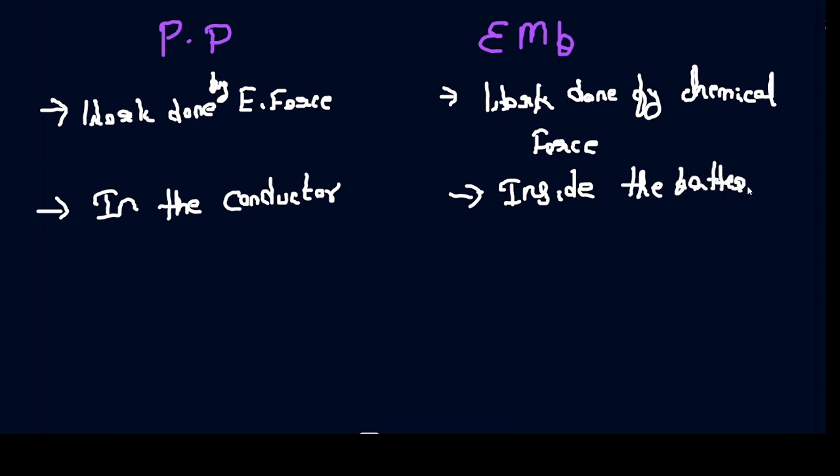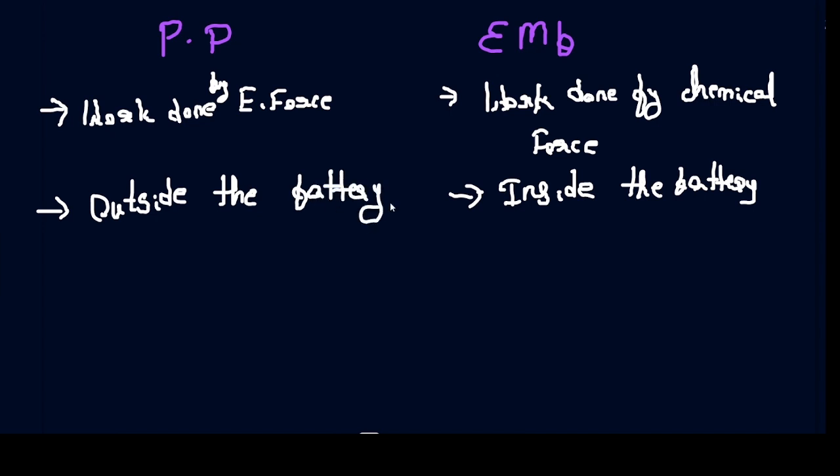Okay, and yes, here also you can write outside the battery. Outside the battery is nothing but in the conductors and in the wires, right? So outside the battery. Got it? So these are the basic differences. And yes, it also has units volts, and this also has units volts. Fine. And that means work done on charge, and EMF also work done on charge. That's the difference between electric potential difference and EMF, right?